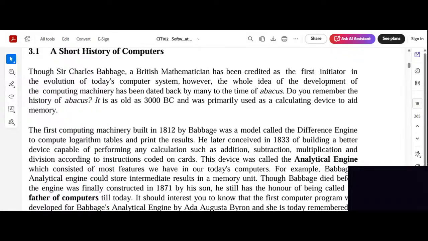So that is the intuitive mind of, can't we have something better, something that can do more than just logarithms? That led him to coming up with the analytical engine, which consisted of most features in our today's computer. That analytical engine consists of several things that you can find in this modern day computer we are using these days. For example, Babbage's analytical engine could store intermediate results in a memory unit.